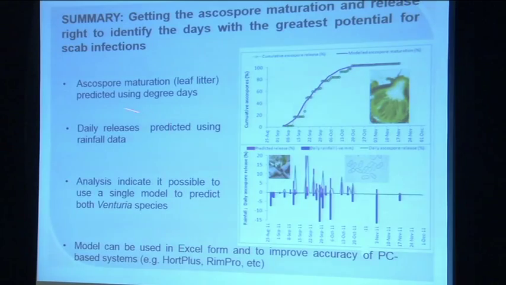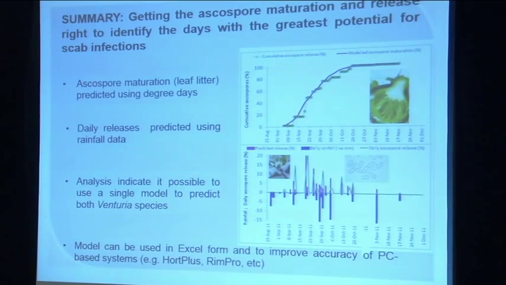So the daily rainfall: these ascospores are only released into the air when there is rainfall. We plotted rainfall on the negative axis just for illustration purposes. But ascospores that are mature inside the pseudothecium, the dead leaf, will only be released when ascospores are mature. So the analysis also indicates that we can use the same model for both apple and pear scab.